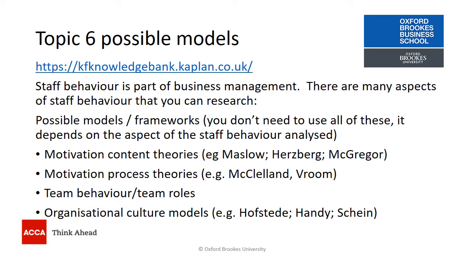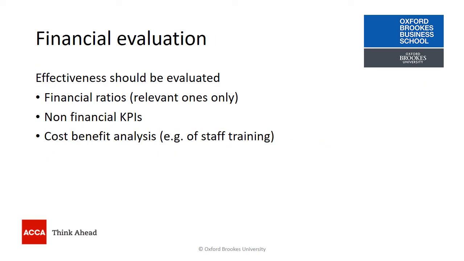There's also theories in relation to team theory and team roles, organisational cultural models, if you want to look at a cultural aspect to this topic. And so Hofstede, Handy or Schein might be relevant there. And finally, financial evaluation needs to be evaluated to cover effectiveness. So look at relevant financial ratios as well as some performance ratios. These can be supplemented with non-financial KPIs and cost-benefit analysis if you're looking at, for example, the evaluation of staff training.